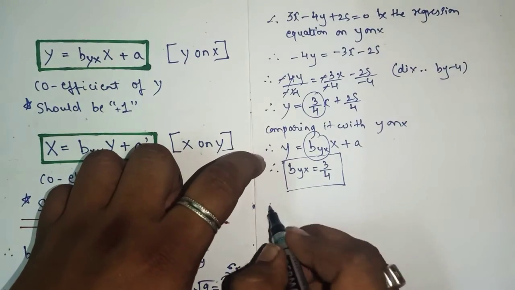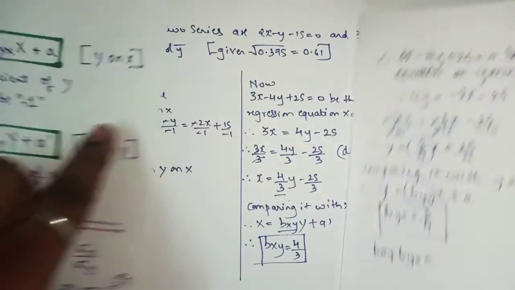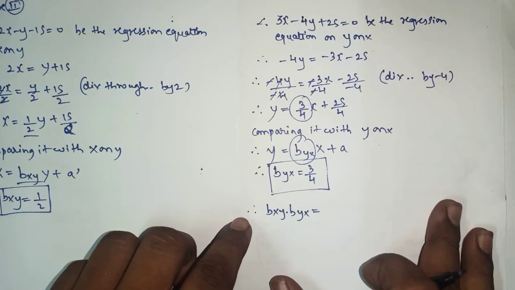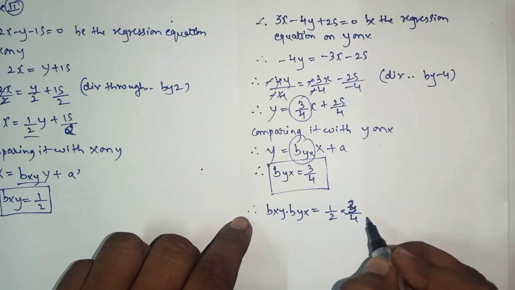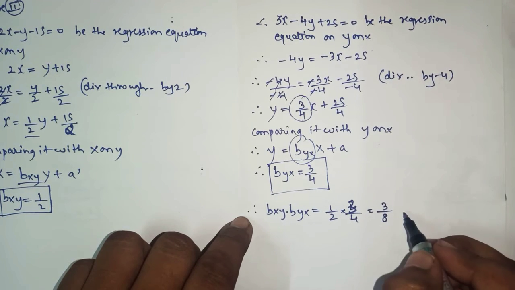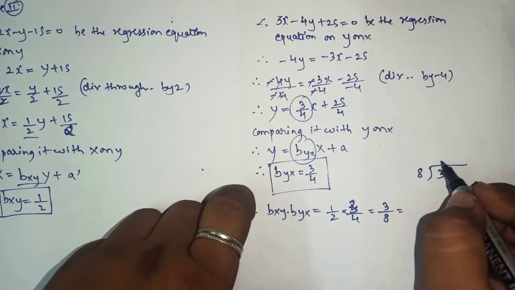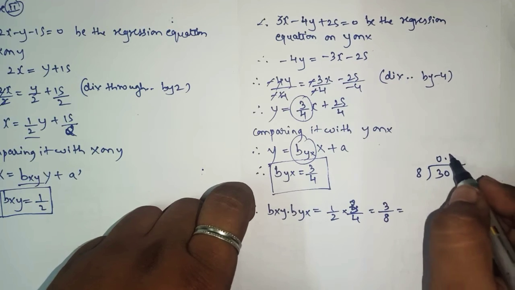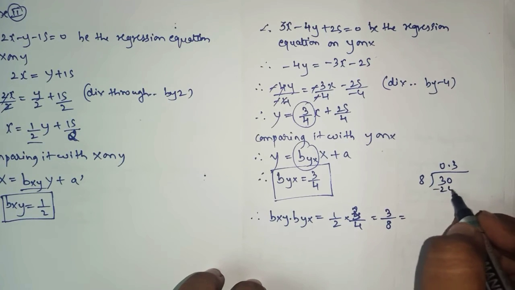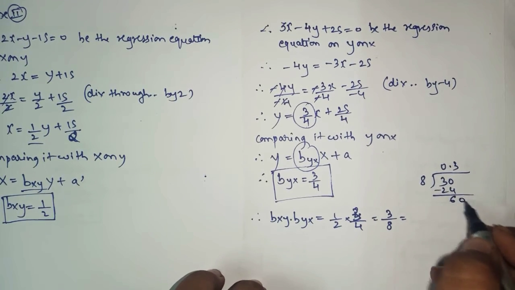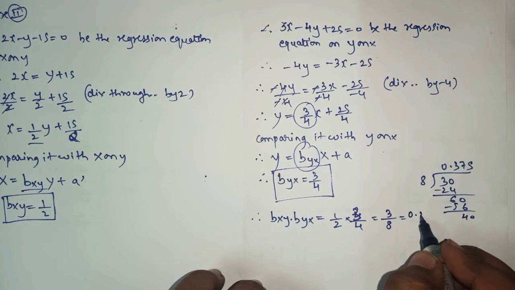So after this we'll check the product of these two is what? The product of these two is what? bxy is 1 upon 2, byx is 3 upon 4, and the product is 3 upon 8. So when you divide these two numbers, clearly we can see that the answer will be what? 3 divided by 8: 8 7s are 56, 8 5s are 40, so answer will be 0.375.